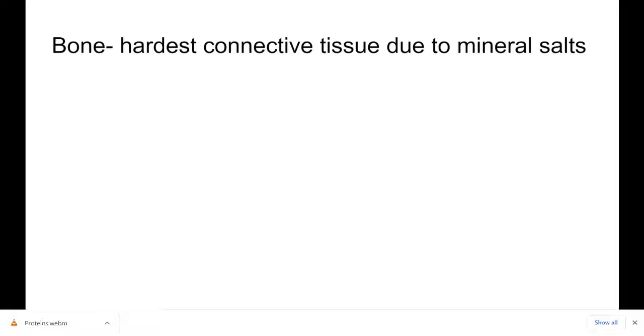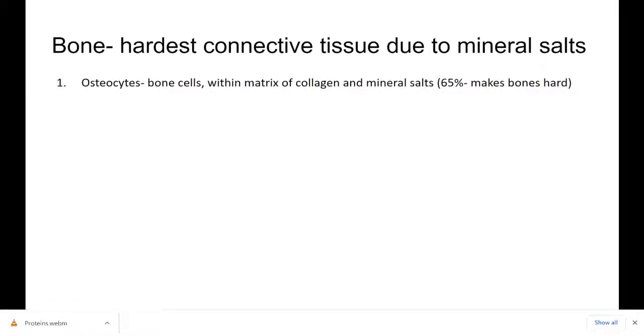Bone is the hardest connective tissue in the body. It is not the hardest substance in the body. We'll get to that when we talk about teeth, but it is the hardest connective tissue in the body. You all know what bones are. You've seen them. Maybe some of you have broken a bone or studied a little bit of the skeleton in the past, or maybe in a health class.